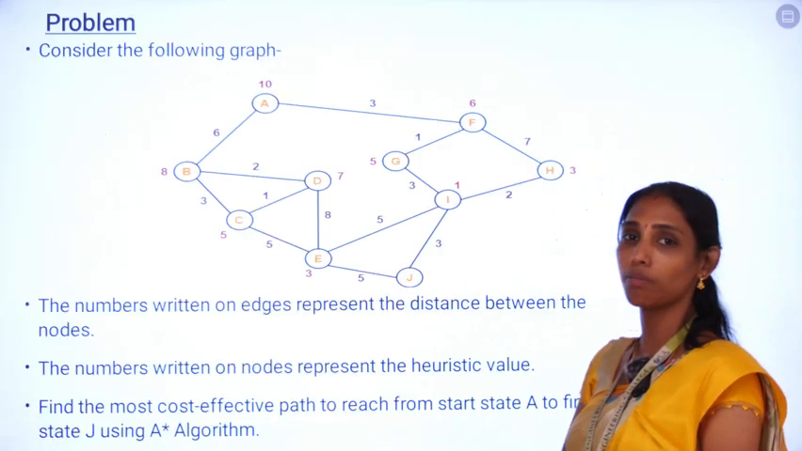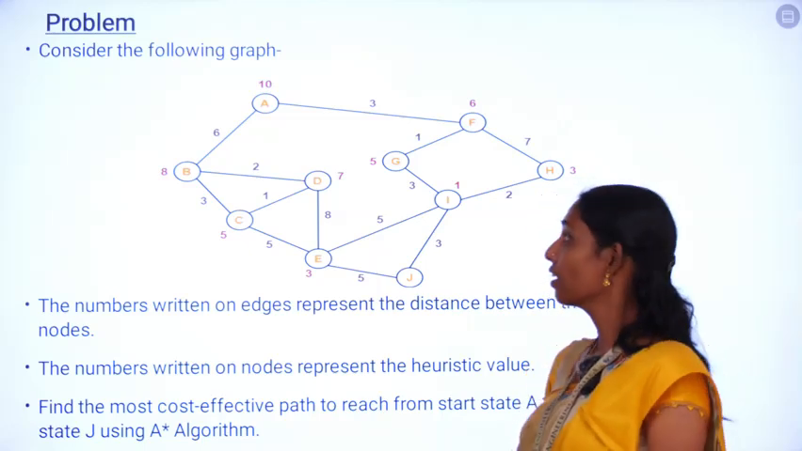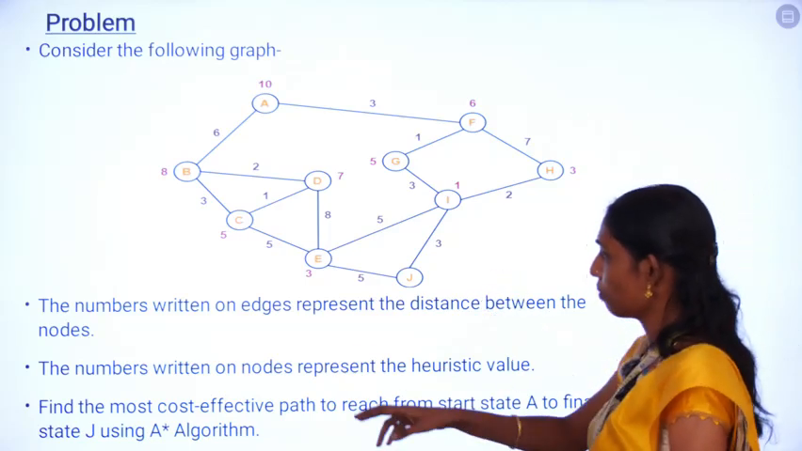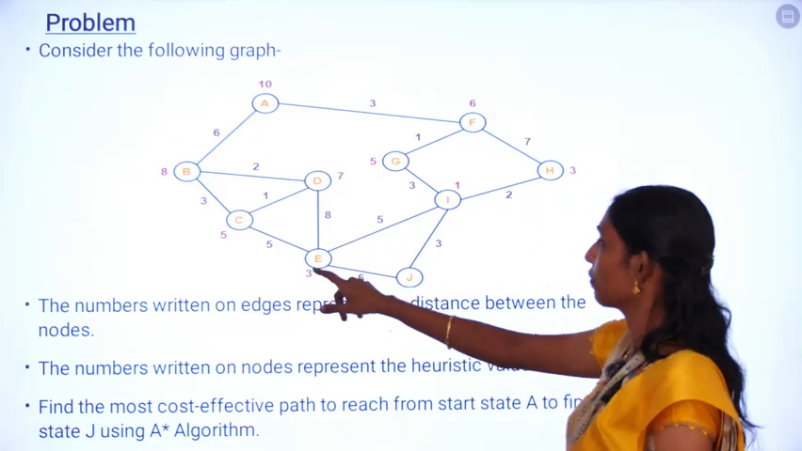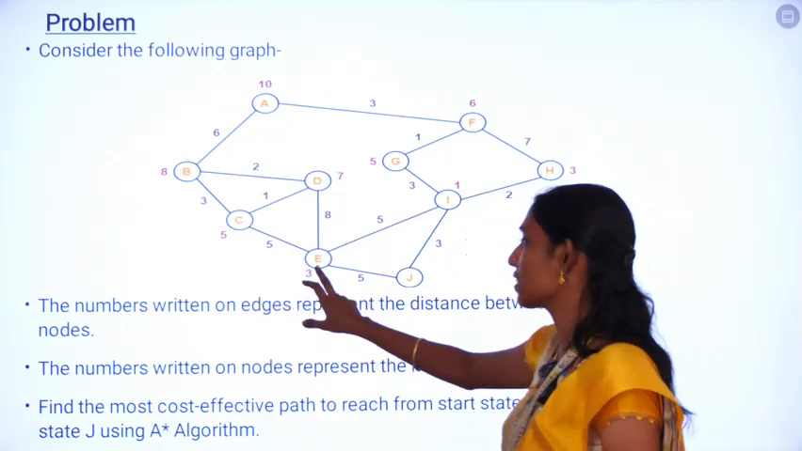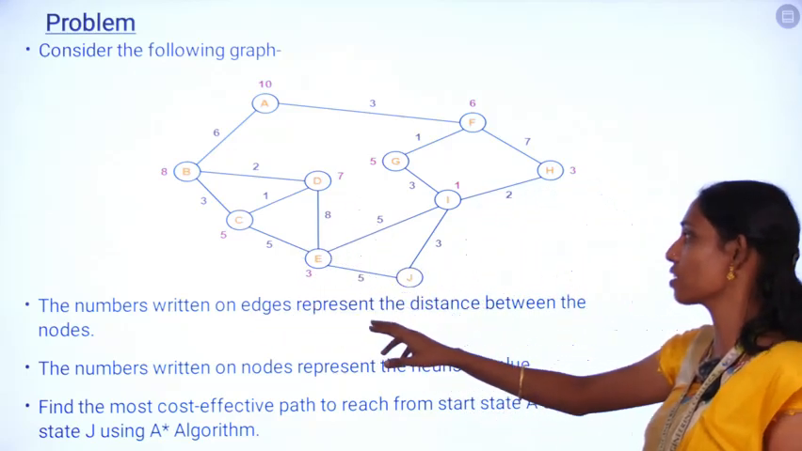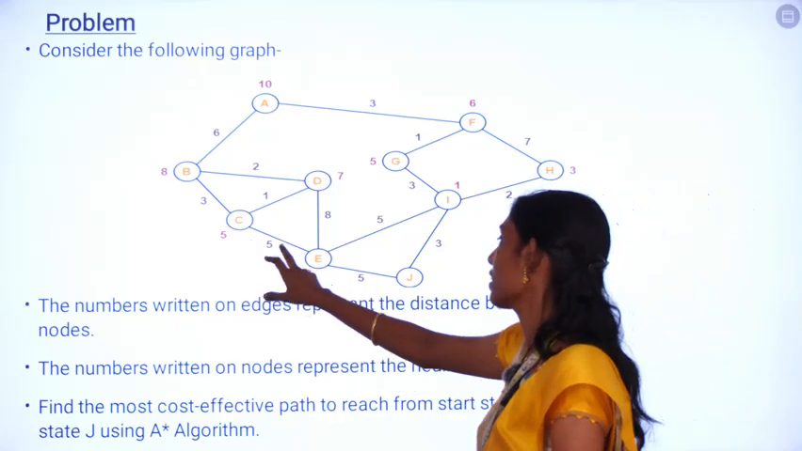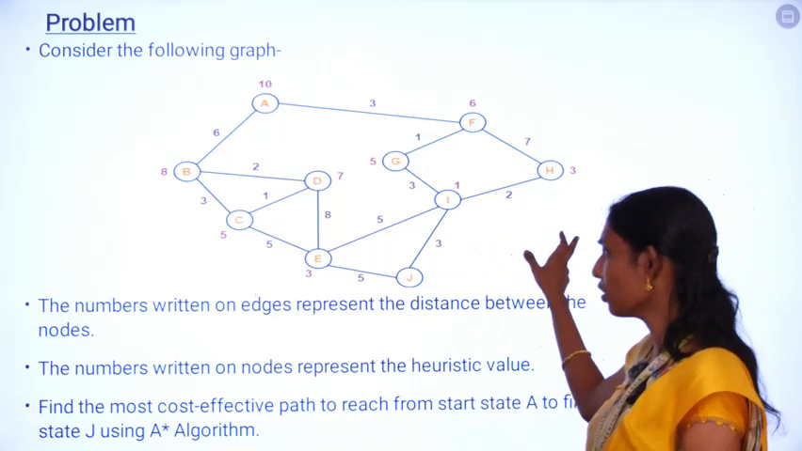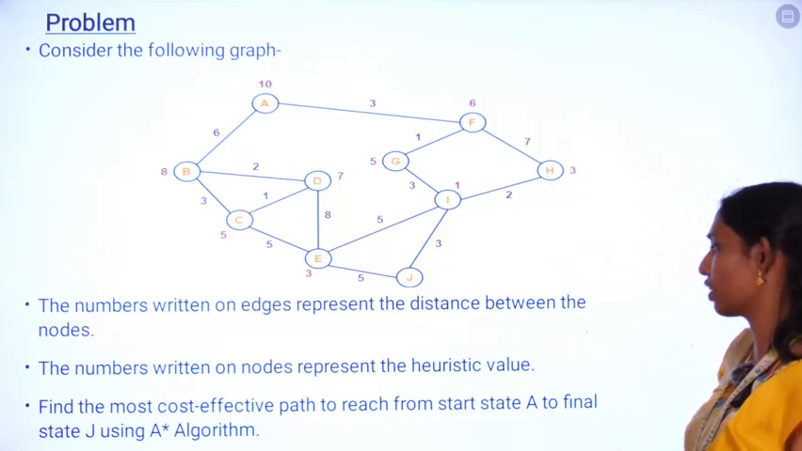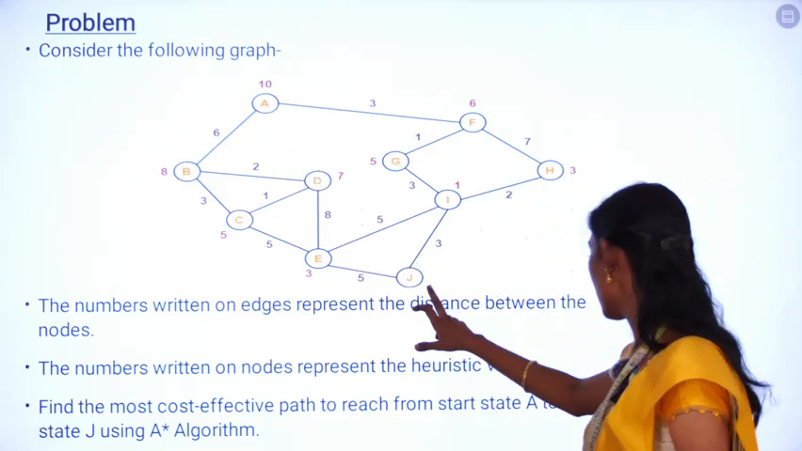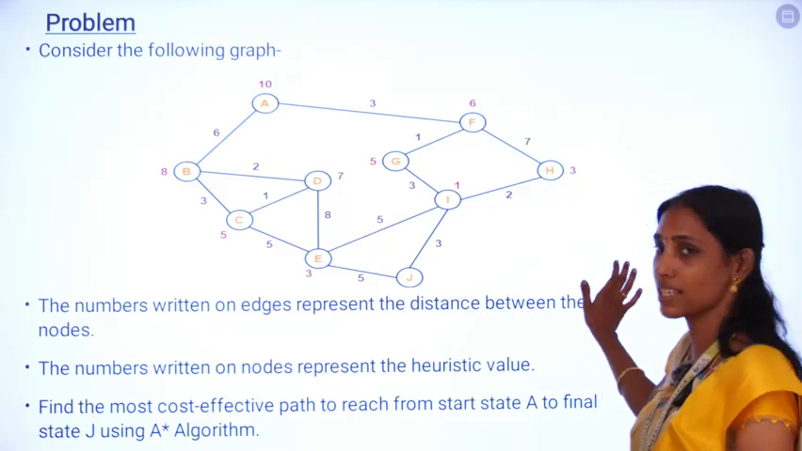So let us see a problem from the GATE question bank. In this graph, the numbers written on the edges represent the distance between the nodes, and the numbers written on the nodes, the red values, represent the heuristic values. The question asks: find the most cost effective path from start state A to final state J using the A-star algorithm.